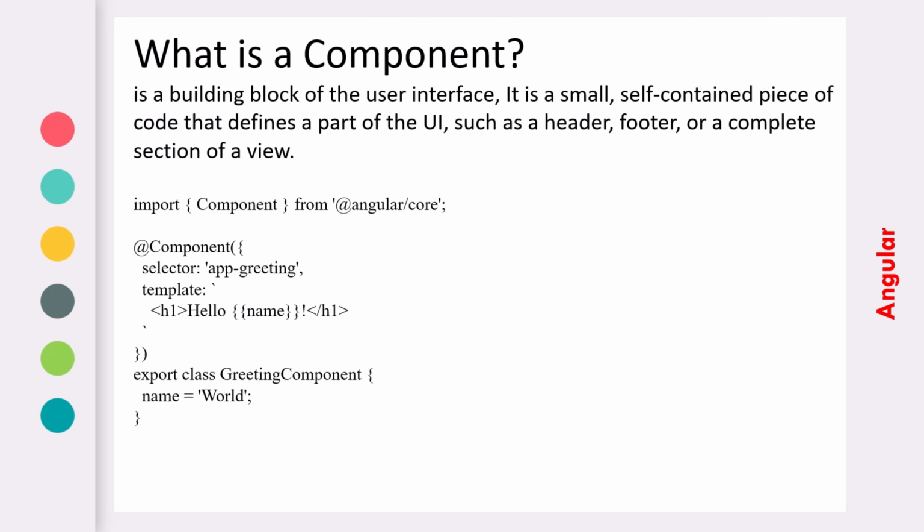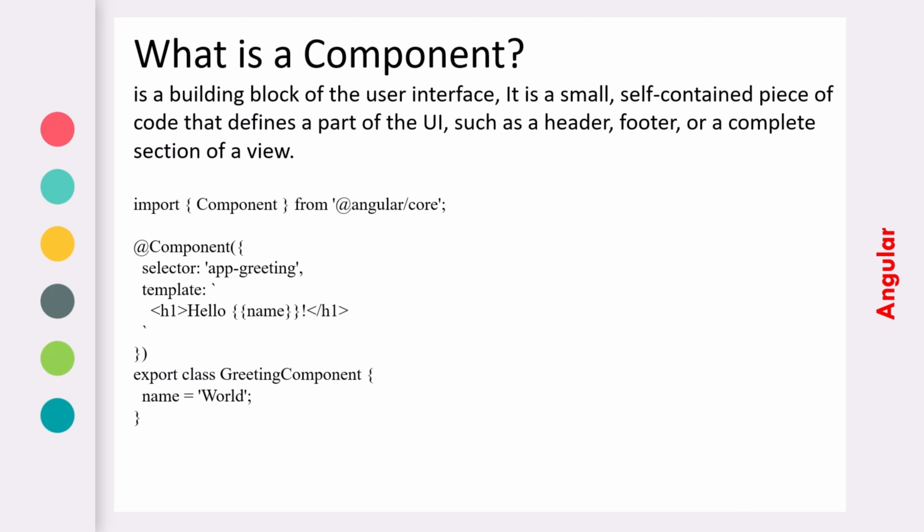What is a component? A component is a building block of user interface. It is a small, self-contained piece of code that defines a part of UI, such as header, footer, or a complete section of a view. A component contains its own HTML, CSS, and business logic and can be reused throughout the application.